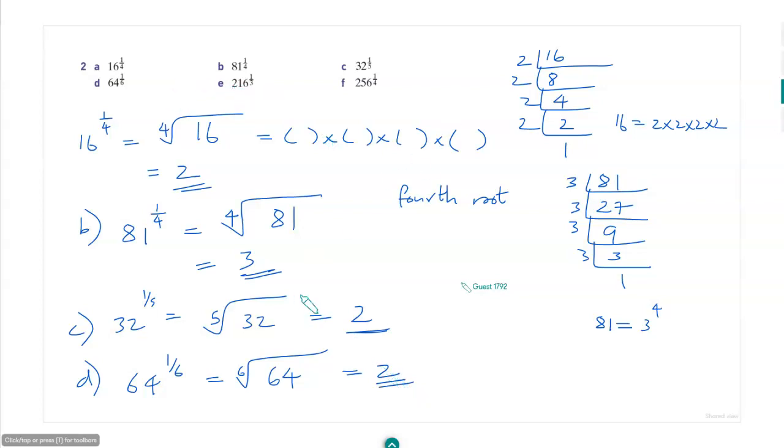Then 216 raised to 1 by 3. That means the cube root of 216. Equals to... See, 2 is not right. Cube root of 8 is 2, right? Just try multiplying 4 times 4 times 4. Is it 216? No. 6. Yeah, 6 is the right answer. So this answer is 6.